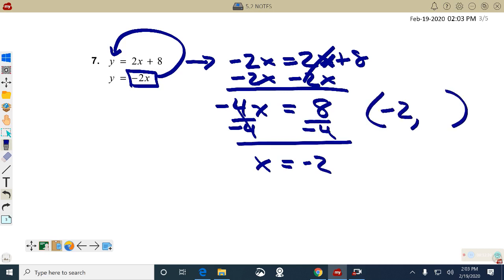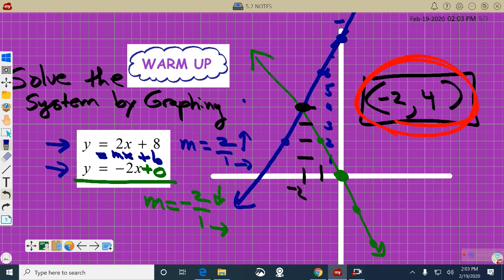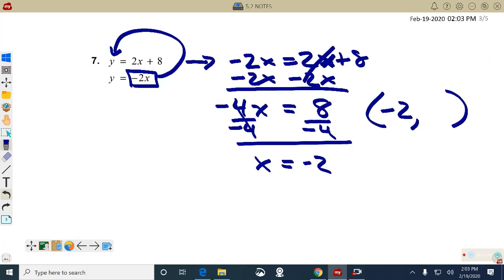Look, let's figure out our y now. There's a point of intersection. X is negative 2. Let's figure out y. We kind of already know what y is because remember we did it for warm-up. It's right here. We know x is negative 2. We know y is going to be 4, but let's just verify. Watch. That was a warm-up.